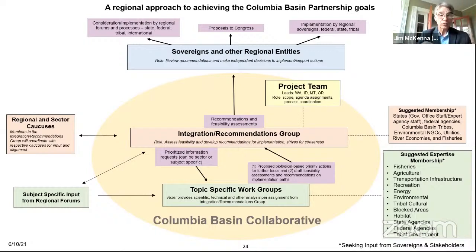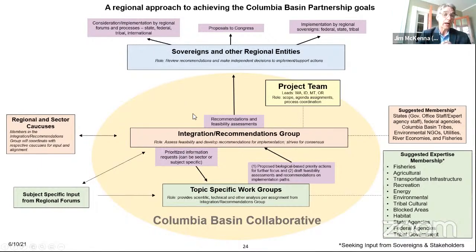So this group, the integration team, will integrate those recommendations from an issue specific work group, say a harvest work group. The integration team or the integration group will take that information and integrate it with the other recommendations we're getting from the various work groups. So the next thing that group will do is take the final products and provide recommendations up to the sovereigns and regional entities. So therefore, we decided just to call that group the Integration Recommendation Group, because that is what it does.